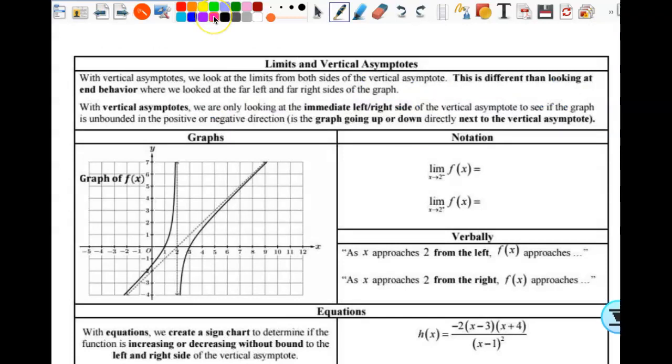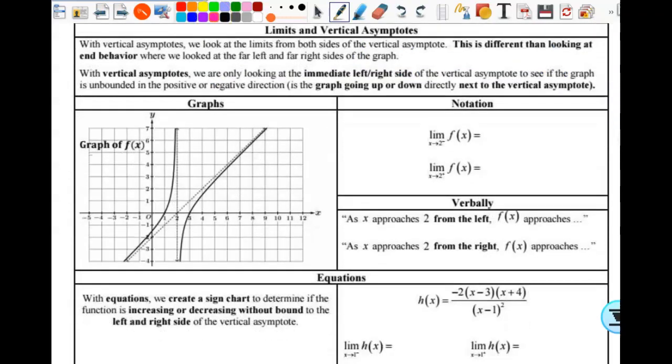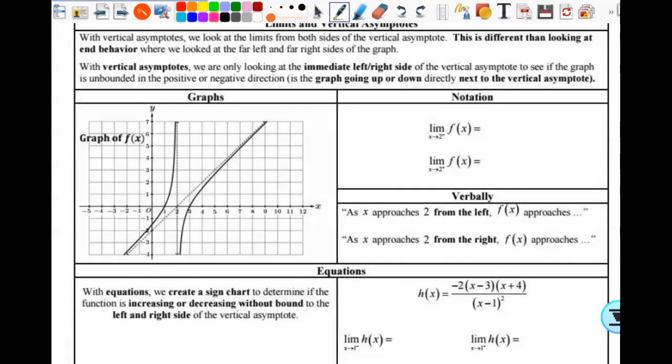Okay, so vertical asymptotes and limits. When we look at vertical asymptotes, we look at it from both sides of the vertical asymptote. It's different than looking at end behavior. This is more your middle behavior, right? And we're only looking to the immediate left and right.